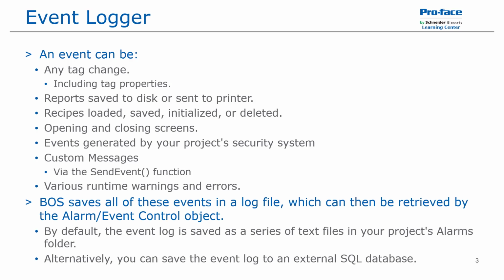Blue Open Studio saves all of these events in a log file, which can then be retrieved by the alarm event control object and displayed on a screen. By default, the event log is saved as a series of text files in your project's alarm folder. These are segmented by day, so each day has its own file. Alternatively, you can save the event log to an external SQL database.